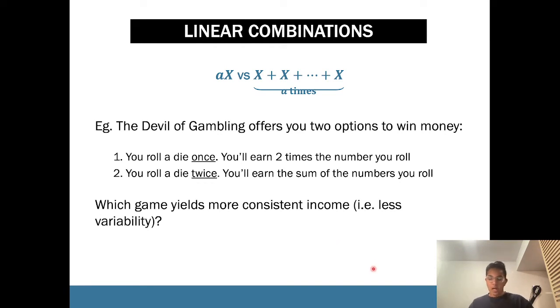I'll give you guys a couple seconds to have a think about this. If you're not sure, that's all good. I just want you guys to have a general idea of how we can work through this. So the key is using a times x versus x plus x plus x, a times. I'll give you guys a couple seconds to have a think, and then we'll have a look at the solution.